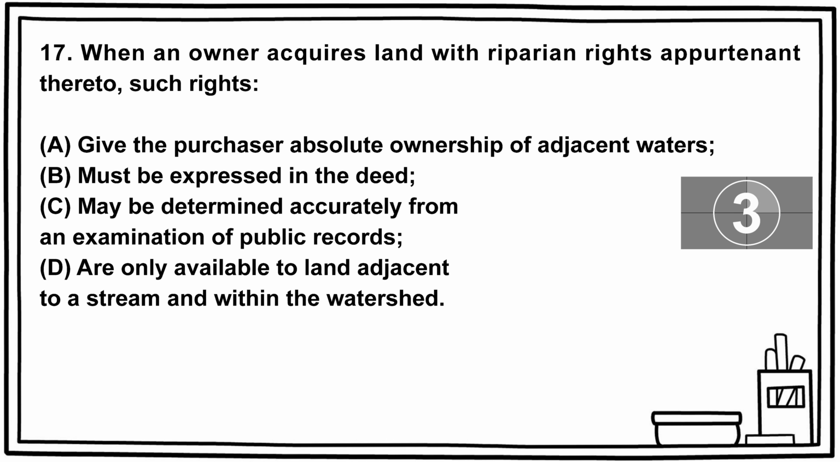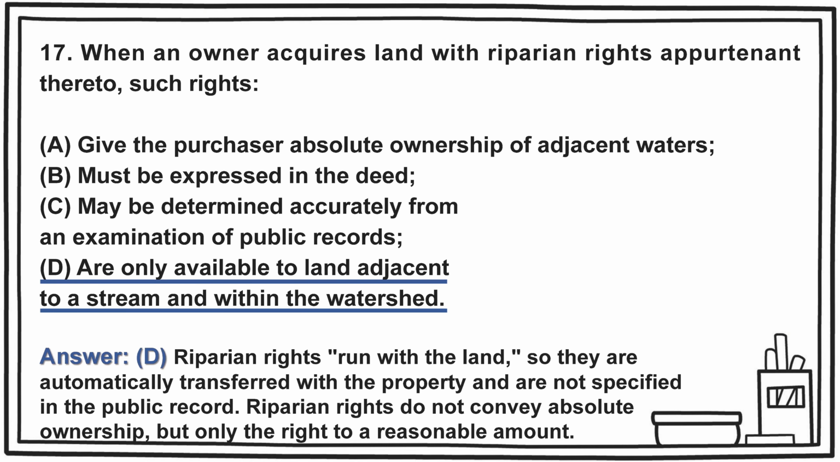Answer: D. Riparian rights run with the land, so they are automatically transferred with the property and are not specified in the public record. Riparian rights do not convey absolute ownership, but only the right to a reasonable amount.